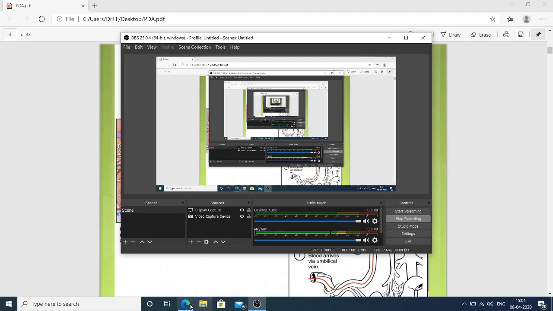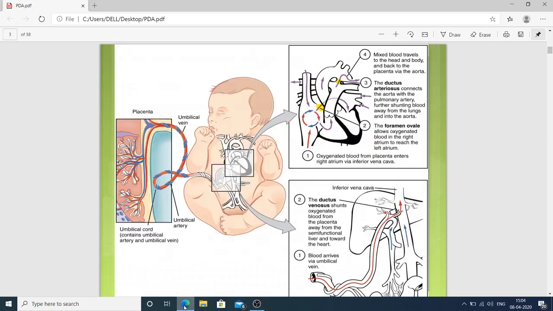Hello guys, Rajwinder here with the new topic, that is patent ductus arteriosus. This topic is for BSc Nursing third year, post basic BSc Nursing first year and MSc students of the child health nursing specialty. First of all, I would like to talk about the patent ductus arteriosus.